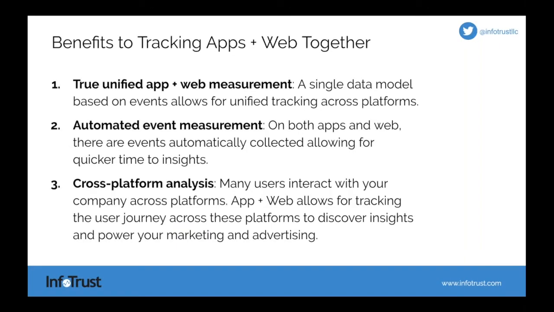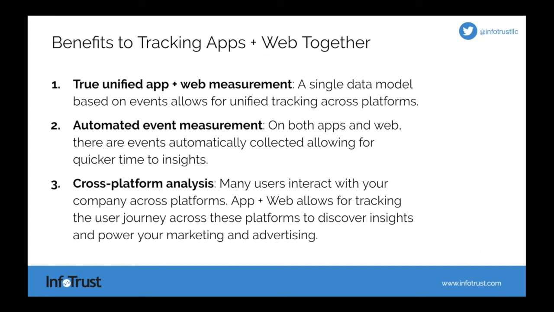Now, let's go over some of the benefits to tracking apps and web together. With these new properties, you have this true unified app plus web measurement model. By using that single data model based on those events and then connecting those different streams, it really allows for unified tracking across those platforms. So no longer do you have different metrics that you're trying to pull together. You don't have different properties tracking these different platforms. It's all together, which makes it really easy for analysis and reporting.